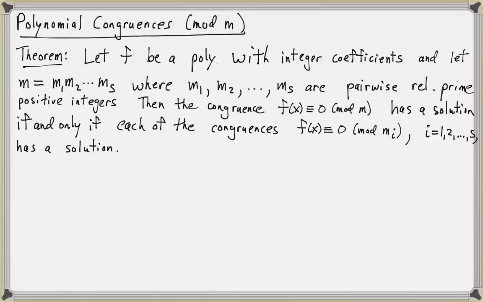So we can check a polynomial congruence mod m by first checking all the congruences f of x congruent to 0 mod mi, where mi is a factor of m. If any one of the congruences with a smaller modulus is not solvable, then the congruence mod m is not solvable. Let's begin the proof.